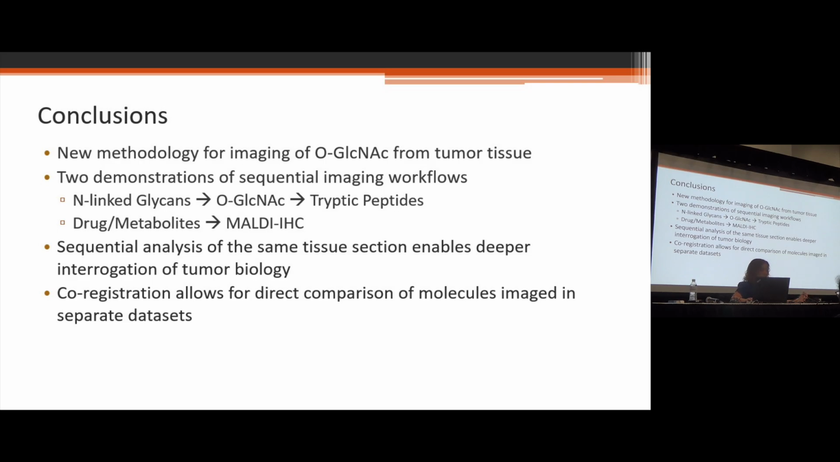So in conclusion, I hope you appreciate the new method that we've developed for the imaging of O-GlcNAc in tissue samples. I've shown you 2 different sequential imaging workflows, one where we did 3 steps, then linked glycans, O-GlcNAc, and tryptic peptides. And then in this other one, 2 different modalities of drug and metabolite imaging, followed by MALDI IHC. This sequential imaging of the same tissue section allows us to get a lot more information from a lot less material, and the co-registration allows us to discover some of these biological interactions that we might miss otherwise.